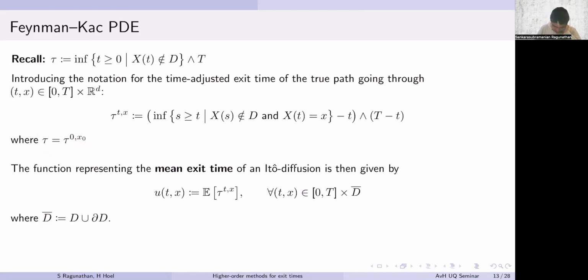So the mean exit time is then given by the function here, which is just the expected value of this stopping time.